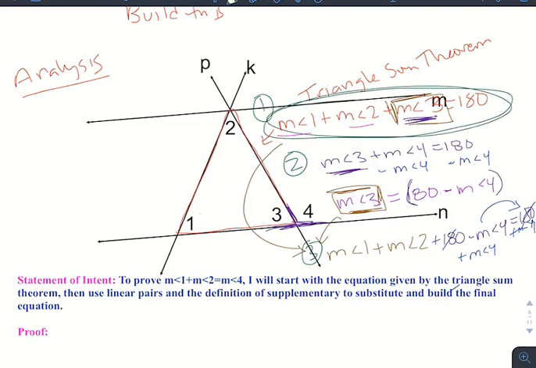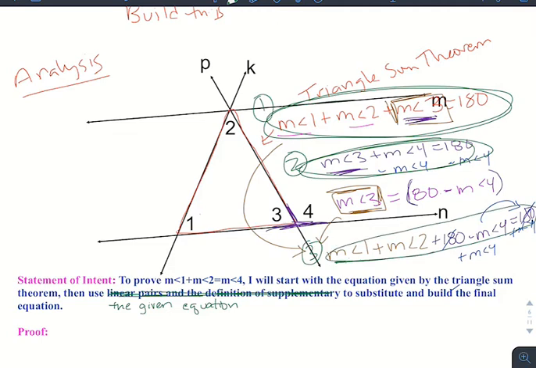So I kind of messed up, I'll be honest. I didn't realize I gave myself the information. And so it's really not using linear pairs. I'm going to use a given information. Okay, and the given equation is this guy right here. Then I'm going to substitute and build the final thing, which I did a substitution kind of right here. And then I had to do some subtraction or whatever to actually get to the final form.